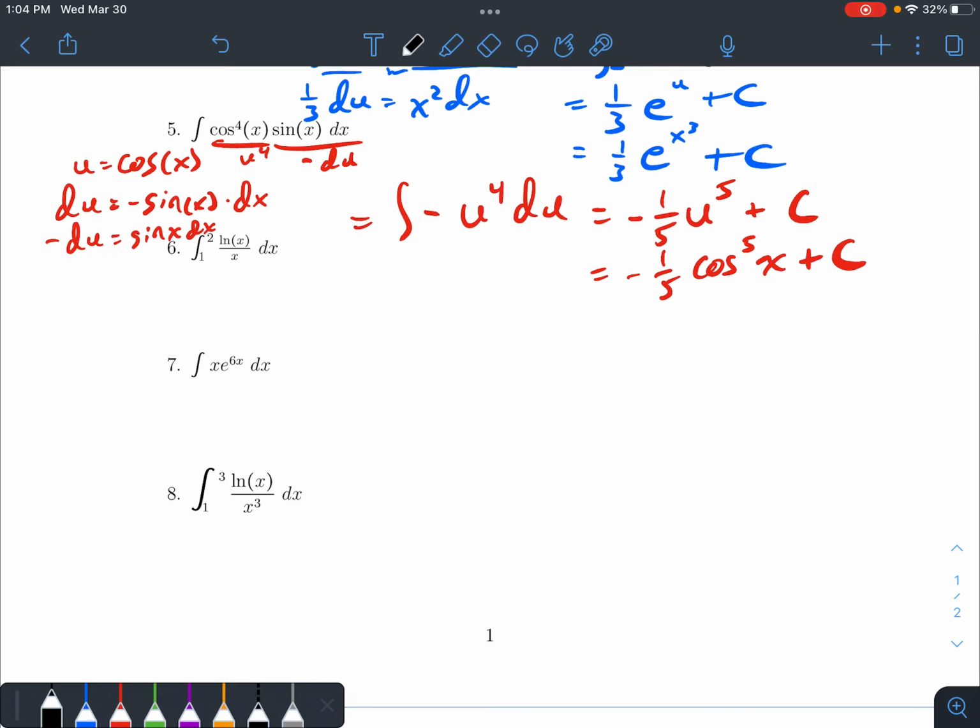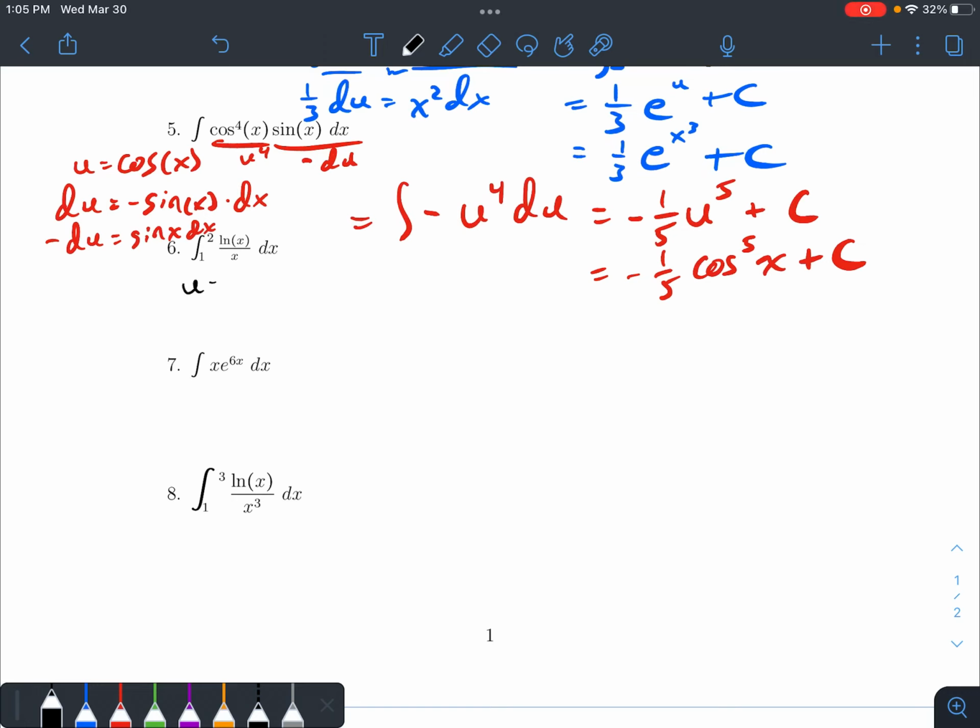All right, the integral from 1 to 2 of ln of x over x. So here you're going to want to do a u sub if possible. So whenever you can, look for a u sub, always look for a u sub when you're doing these. If you can't do a u sub, you're going to have to do integration by parts, but always make integration by parts your last resort, that's your last option. So if you can do a u sub, do a u sub.